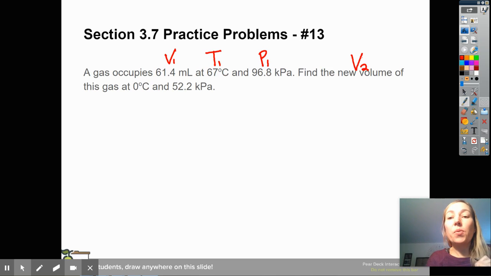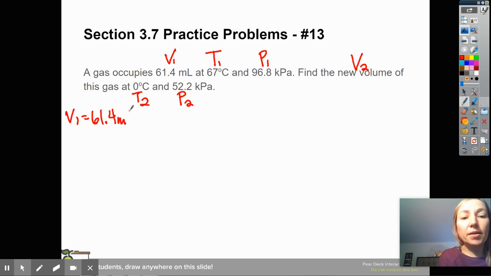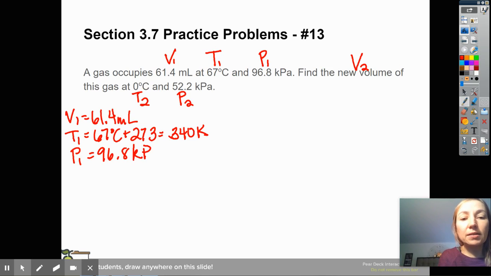So I don't know what the new volume is, V2, but I've got T2 as 0 degrees Celsius and P2 as 52.2 kilopascals. Now I'm still going to list them here. V1 is 61.4 milliliters. T1, 67 degrees Celsius plus 273 is 340 Kelvin. P1 is 96.8 kilopascals. I don't know V2, but T2 is 0 degrees Celsius. I'm going to convert it to Kelvin.